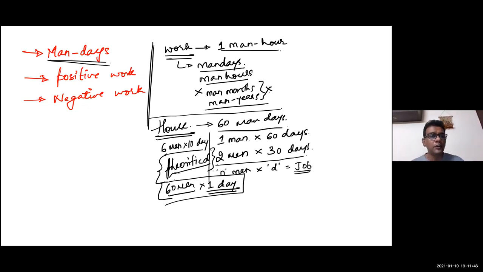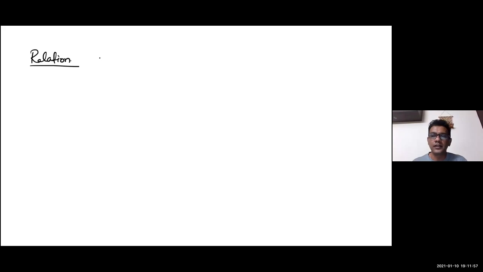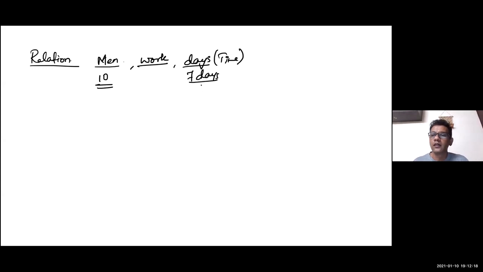Before we get into mandates, positive work and negative work, we need to understand the relation between 3 entities: men, work, and days or time. Let's put it this way. Let's say I require 10 men who will work for 7 days and complete a work. Let's say the work is X. So 10 men will work for 7 days and complete a job.